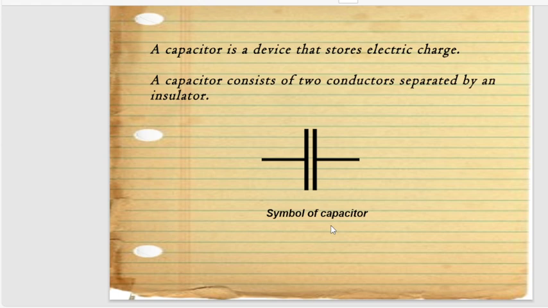So basically a capacitor is a device that stores electric charge. We will see in this video how a capacitor stores the electric charge. Capacitors basically consist of two conductors, and these two conductors are separated by an insulator, and I will also try to show you how the two conductors and an insulator are attached to make a capacitor.